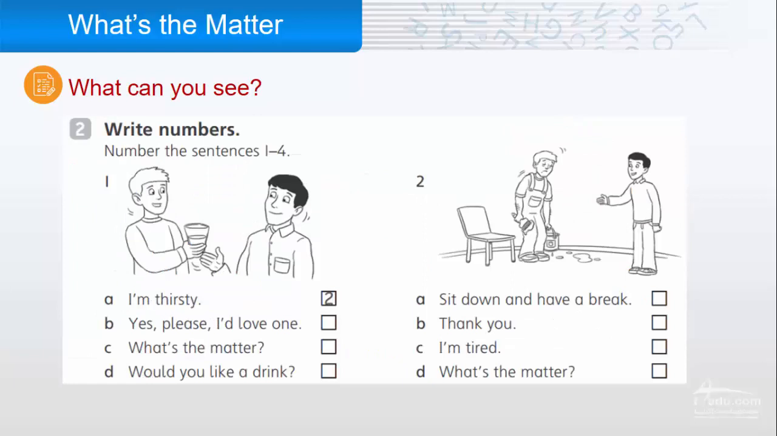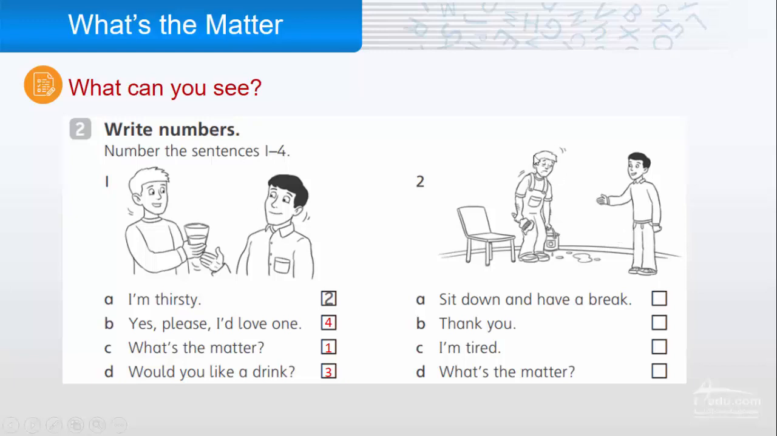Now write the numbers from 1 to 4. 1. We have two people. He is giving him a glass of water. 2 is I'm thirsty. So 1 would be, what's the matter? I'm thirsty. Would you like a drink? Yes, please, I'd love one.